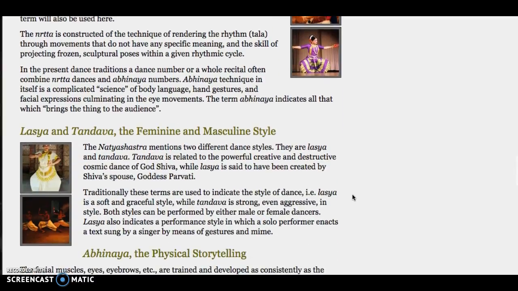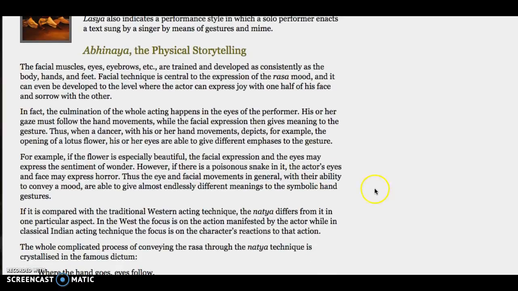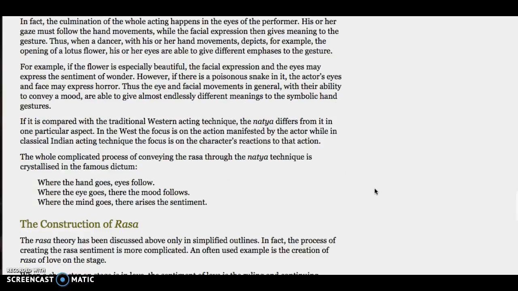As we move down through this reading, we see that physical storytelling in the system of acting associated with the Natyashastra really boils down to the smallest of facial movements. Even potentially a well-trained actor could, in theory, express one set of emotions with one side of their face and another set with the other side of their face. So it was an incredibly disciplined form of gestural movements which conveyed these different emotions to an audience.